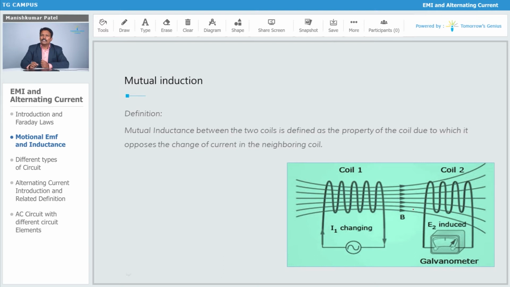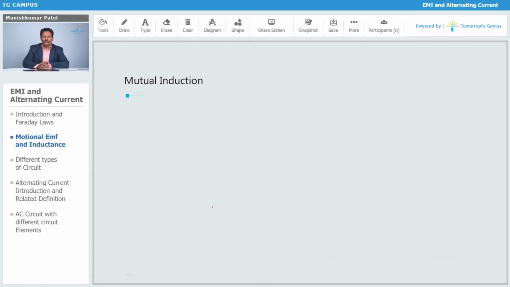So that is called mutual inductance. Obviously the EMF gets induced in the adjacent coil because of the change in the current in the neighboring coil. They are affecting each other. That is what we call the principle of mutual induction.